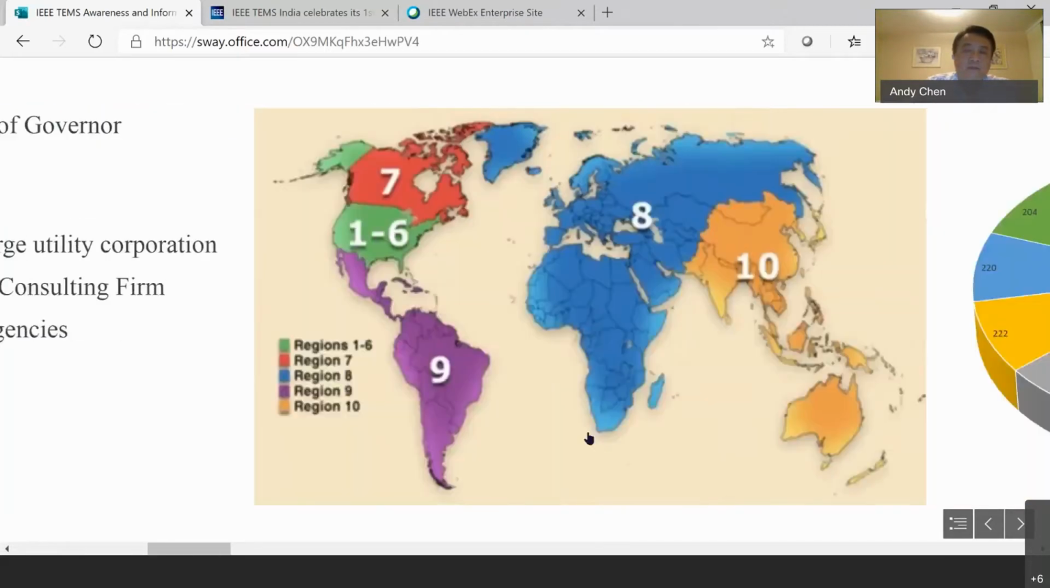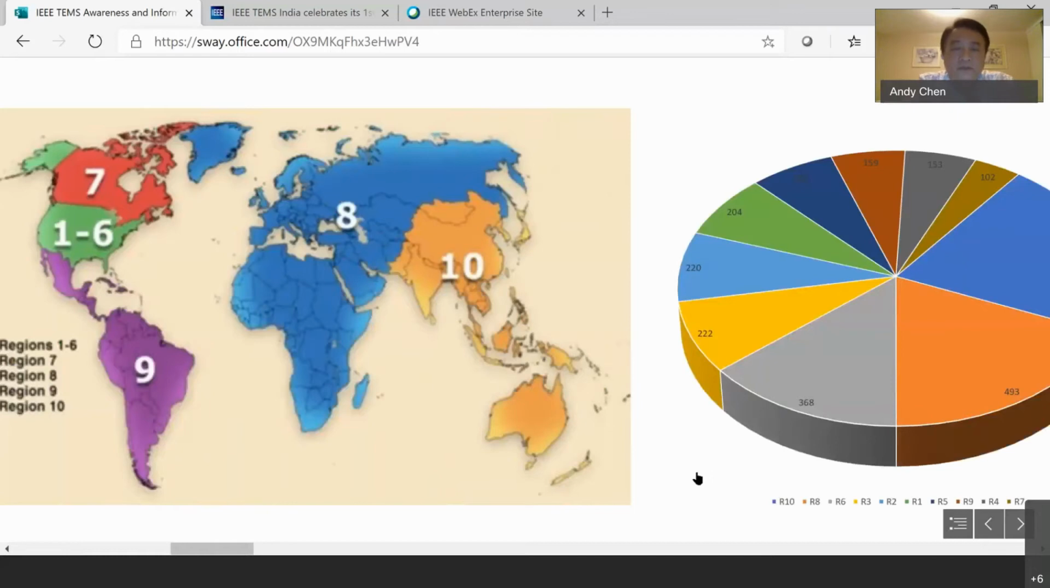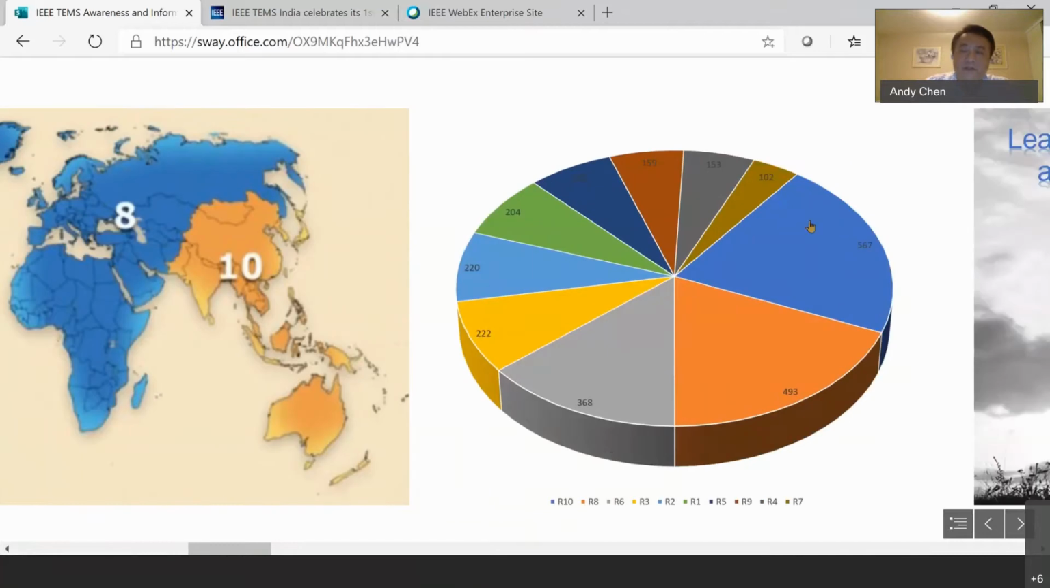Now, many of you are IEEE members. We do have 10 regions around the world. In TEMS, if you see the big pie area, the blue area is region 10. It's our largest region, followed by region 8 and region 6. Even though region 10 is big, the population also is huge, with large numbers. And I think there's a lot of potential for us to grow in the region 10 area.